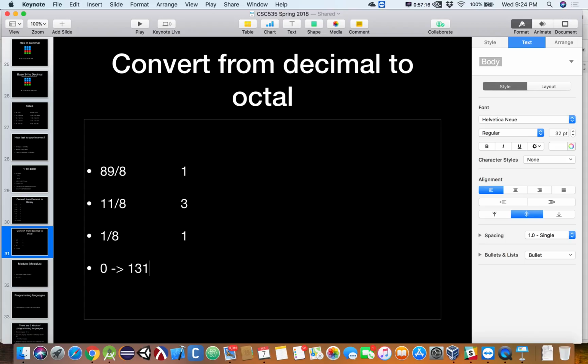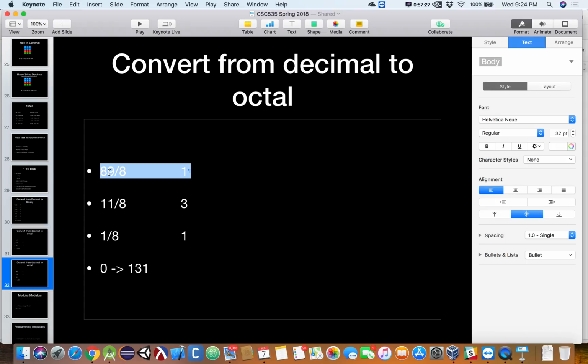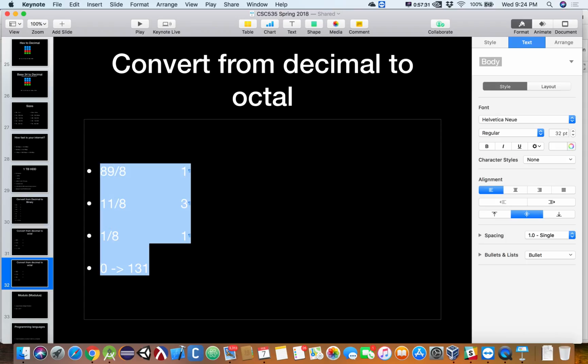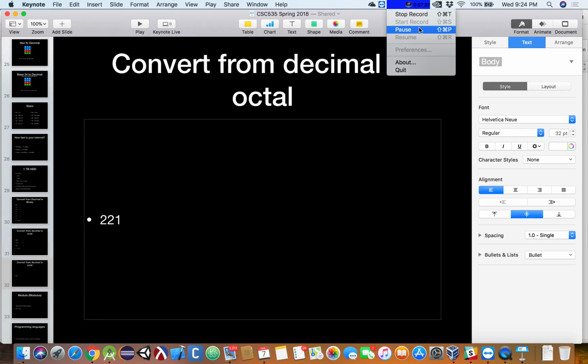Make sense? Yeah, it is too long there, but it's short. Binary. All right, so now let's do 221 from decimal to octal. You guys go ahead and do it.